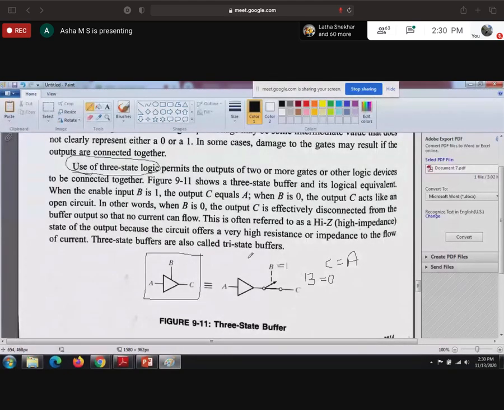Either it will act as an open circuit, or there is no flow of current between the buffer and the output C. This condition we will call a high Z, or high impedance, state of the output. High impedance or high Z state of the buffer. So this three-state buffer is also called a tri-state buffer. So this is the basics of your three-state buffer or tri-state buffer.